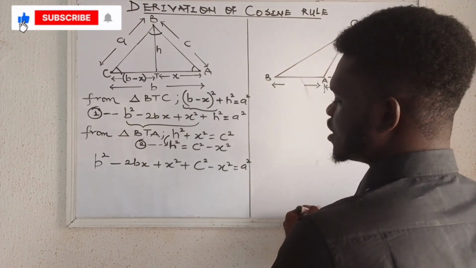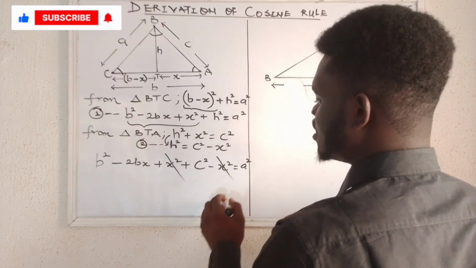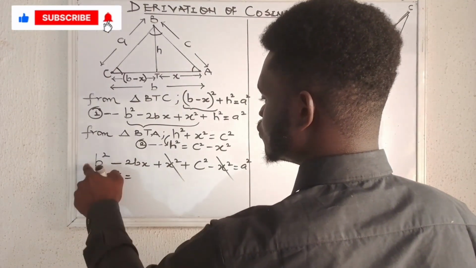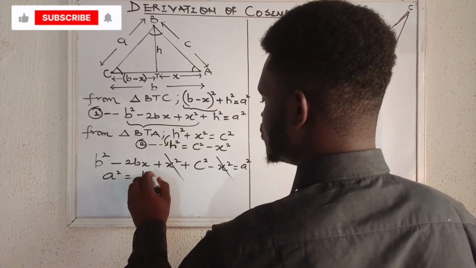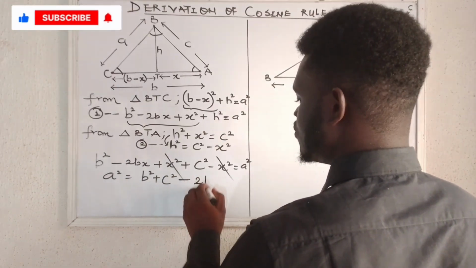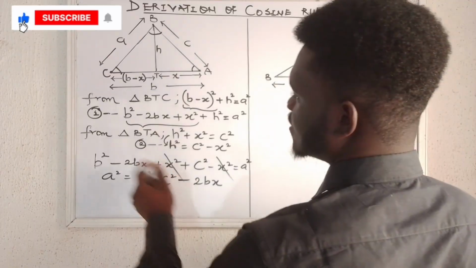X squared is going to eliminate x squared. So we have x squared eliminating x squared. And we have finally that a squared is equal to b squared plus c squared. I'm trying to rearrange properly. We have minus 2bx. Now, what is x?